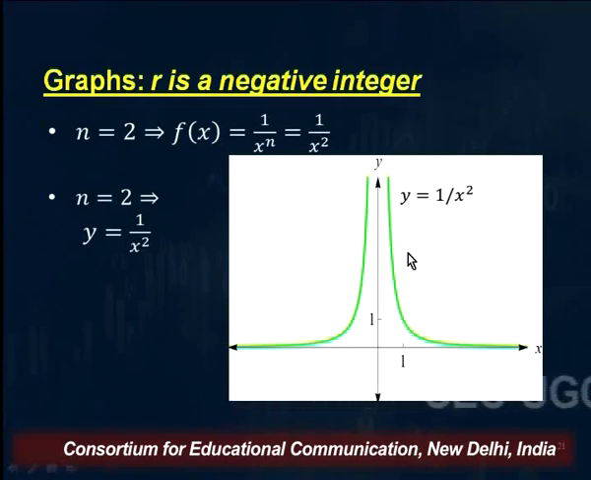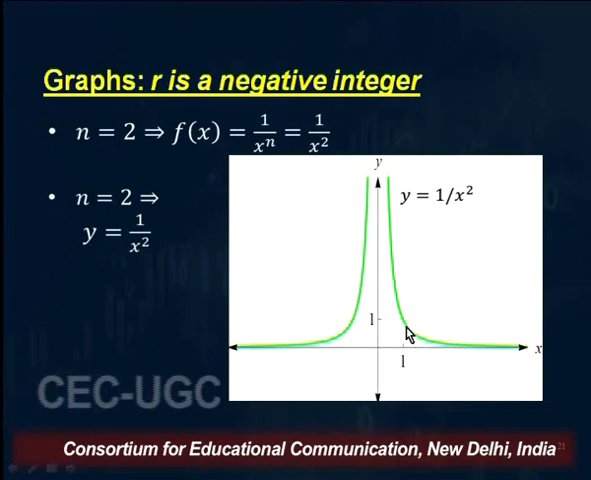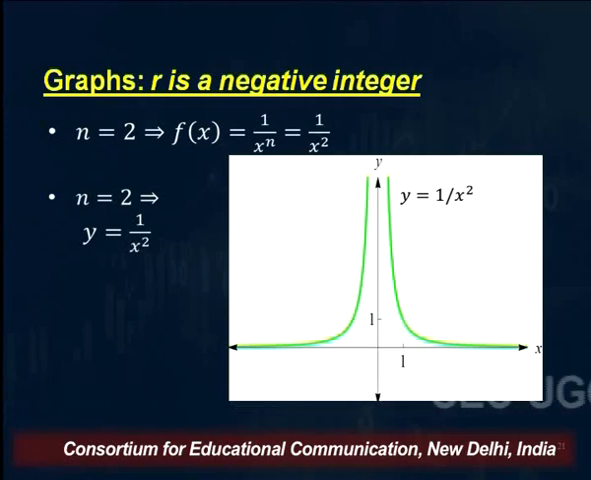This is going to be a graph which would lie in the first and the second quadrants, right, because y equal to 1 by x squared is always going to be positive. Here also you can see that both the axes act as asymptotes, and this is a graph which is symmetric about the y-axis. So both the points 1, 1 and minus 1, 1 lie on the graph.